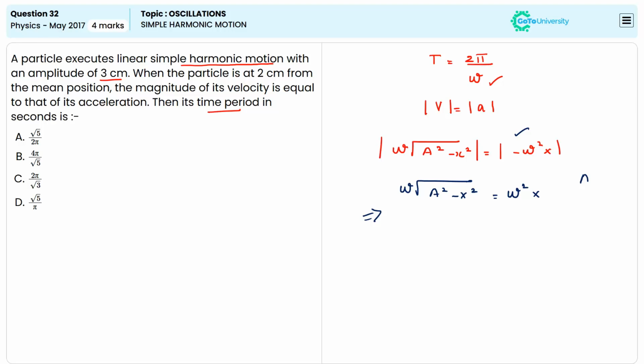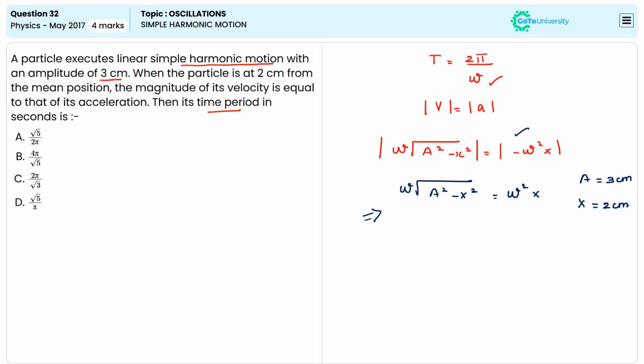It's given in the question that the amplitude of the simple harmonic motion is 3 centimeter. So A represents 3 centimeter, and x represents the distance from the mean position, which is given as 2 centimeter in the question. Now we can apply the values in the formula.